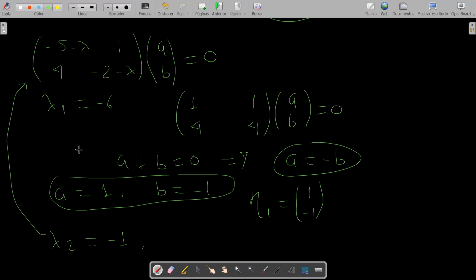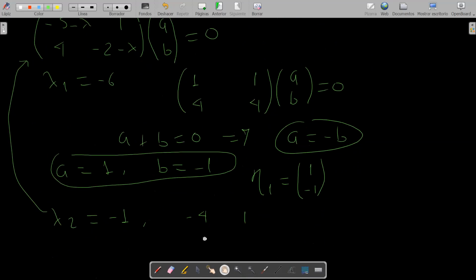Replacing this value in this matrix equation, we have minus 5 minus negative 1, which will be minus 5 plus 1, which is negative 4. We have a 1 over here, 1 over here, a 4 over here, and then we have minus 2 minus minus 1, which will be minus 2 plus 1, that gives us minus 1. Times the eigenvector, and that will be equal to 0.